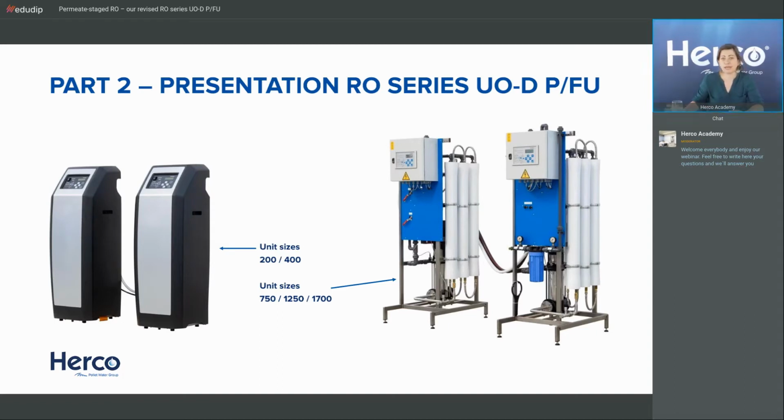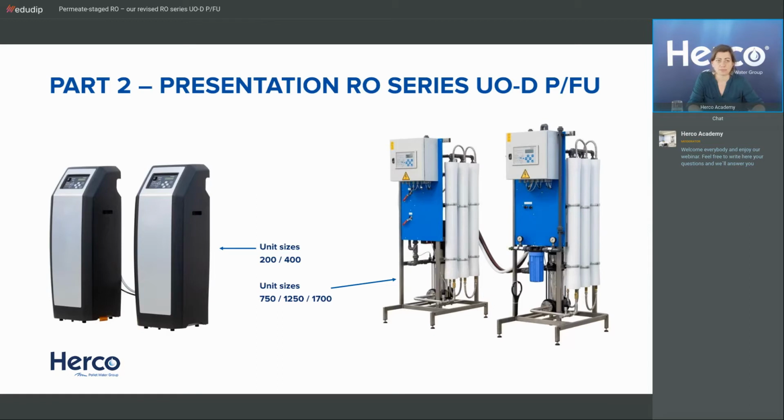And you can see that we have two types of sizes and two types of units, sort of, right? So on the left hand, you see the unit sizes 200 and 400 liters per hour. And on the right hand side, you see the 750, 1250, and 1700. We changed the unit sizes. If you remember from our catalog, it's different than it used to be. I'll explain in a bit why.